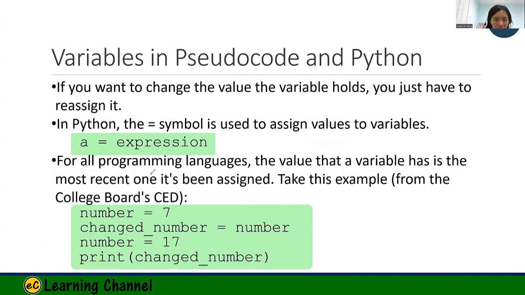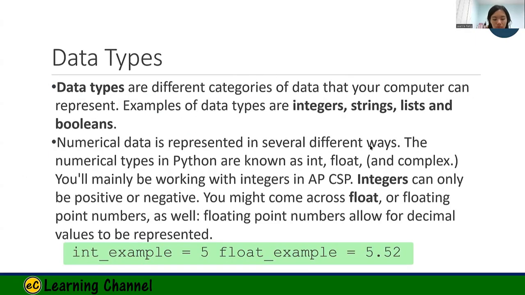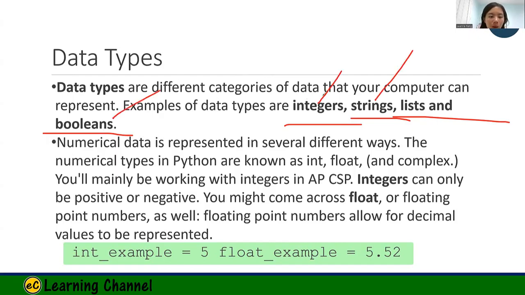Okay, so Python uses the equal sign. This one is pseudocode. This one is Python. And then data types. Data types usually you test: numbers, string, list, and boolean. The primitive data types you have are integer, string, and boolean. These three types. And numbers are divided into floating point and integer.